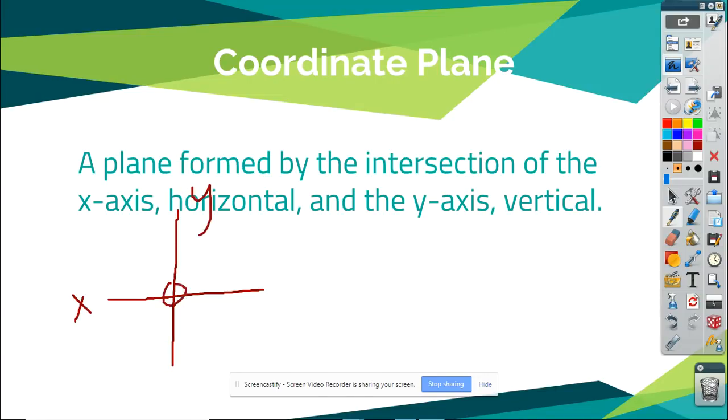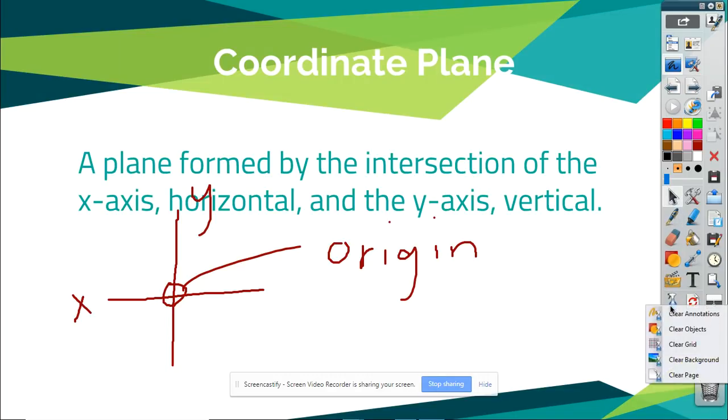And this little point right here in the middle is considered 0. It's called the origin. So you might need to pause it again and copy down the little diagram that I showed you. Okay, so I'm going to erase this and we're going to keep going.